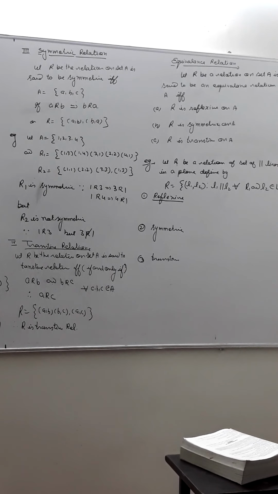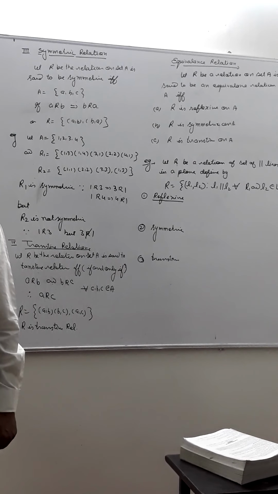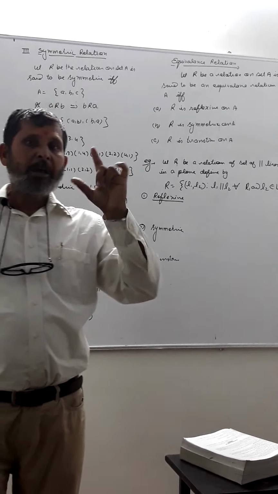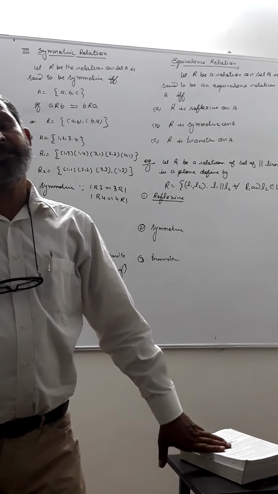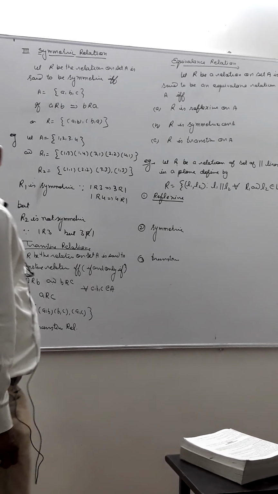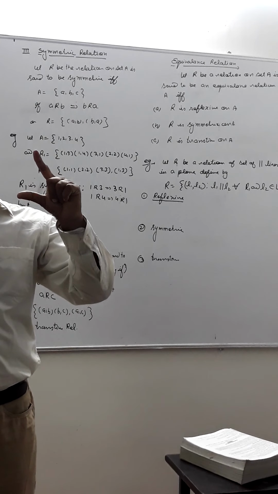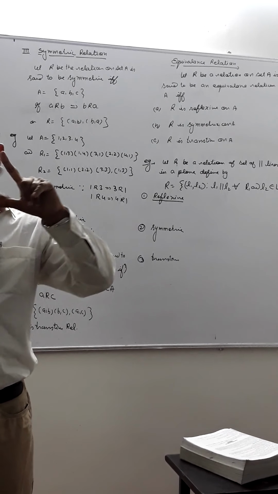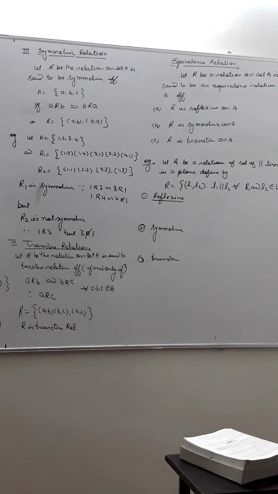For example, R is the relation of similar triangles in a plane. First, every triangle is similar to itself. Therefore the relation is reflexive. Second, if the first triangle is similar to the second, then the second is also similar to the first. Therefore that relation is symmetric.